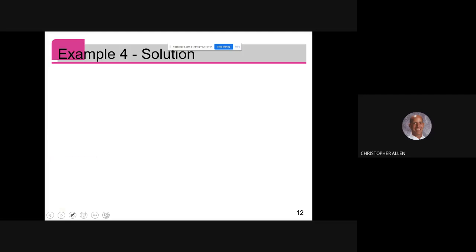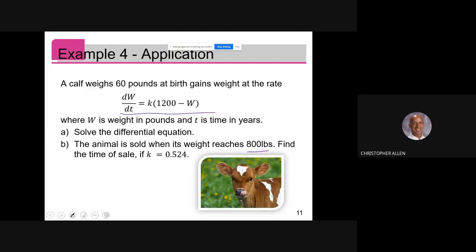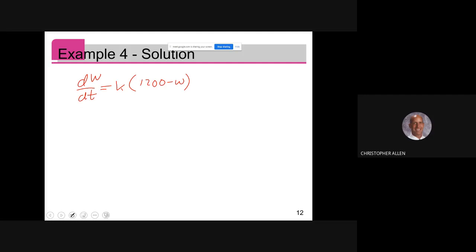So our differential equation here was dW over dt equals K times, I think it was 1200, is that right? 1200 minus W? Okay, good. How many variables are there in this differential equation? There's 2. What's K? It's a constant. Remember, K is that constant of proportionality, so it's not technically a variable.